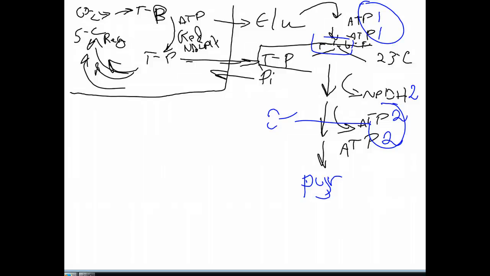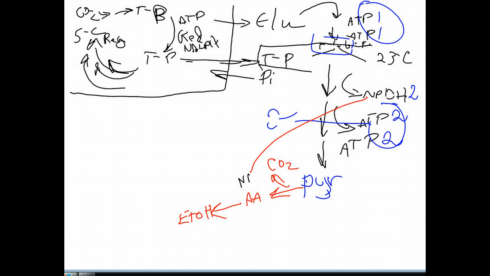Fermentation, right? Pyruvate loses the CO2 to produce an acetaldehyde, which then produces ethanol. And when this occurs, this NADH is cycled back to NAD.